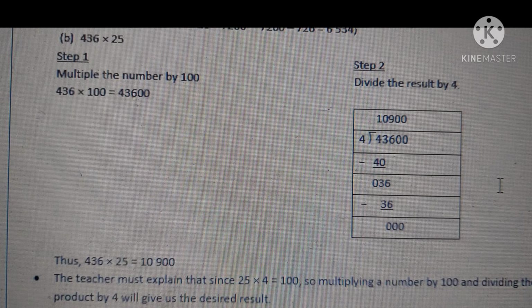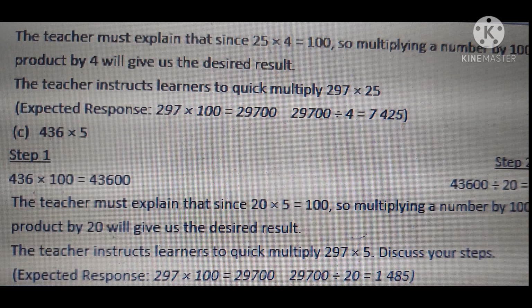Okay, so these are all the quick multiplication methods. Then the teacher explains that since 25 multiplied by 4 is equal to 100, multiplying a number by 100 and then dividing the product by 4 will give us the desired result. Okay, then the teacher asks the learners to solve one sum in the notebook, that is 297 multiplied by 25, and let the learners come up with the responses.